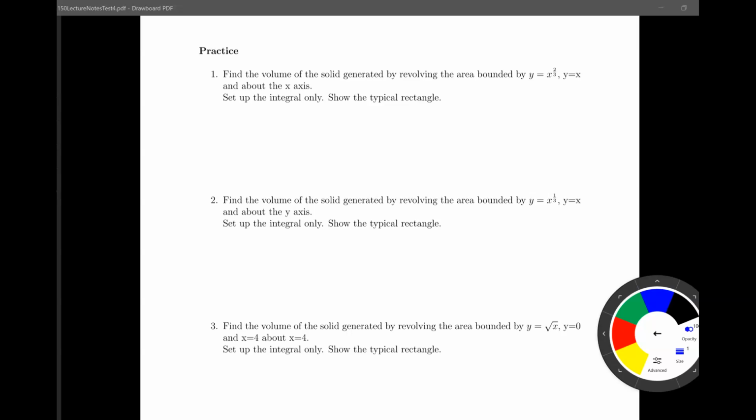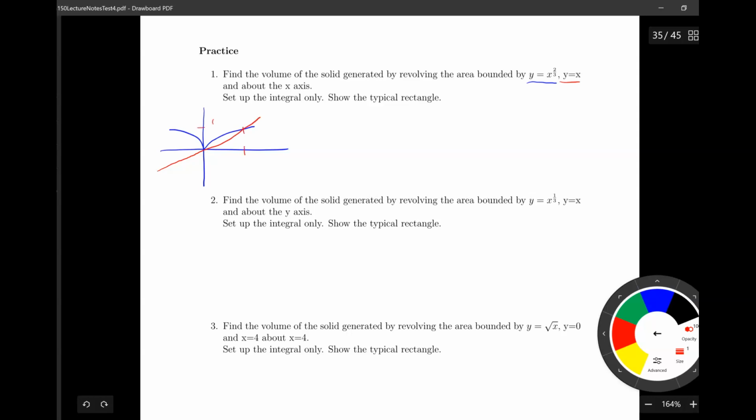All right, here we just have a random selection of problems just for good practice. So let's find the area bounded by y equal x to the 2/3, which looks like this, and y equal x. Draw this kind of carefully because I know they do intersect at 1, so they know that there will be an area bounded. So there it is right there.